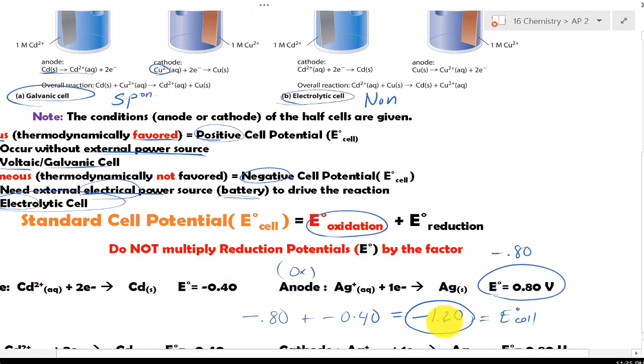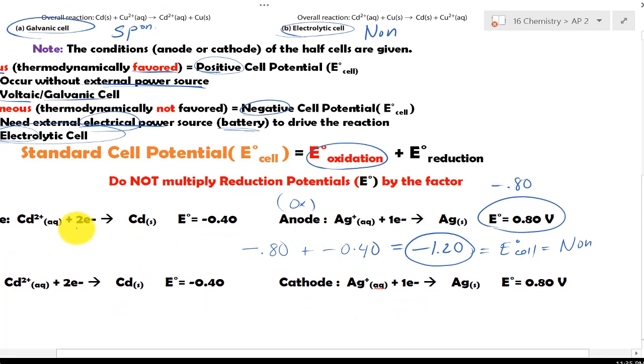Because this is a negative E cell potential, it tells you it is a non-spontaneous reaction, and the only way this reaction can occur is if it has an external source, such as a battery. Now, if you notice the electrons here, we have 2 and we have 1. When you're trying to balance out the electrons, we multiply this by 2, but here's one important fact that you need to remember. When you multiply this by 2, this does not affect the cell potential. That's the reason why I did not multiply the 0.80 by 2. So this is a very important statement that you need to remember: the E cell potential does not change by the factor when you balance out the electrons.